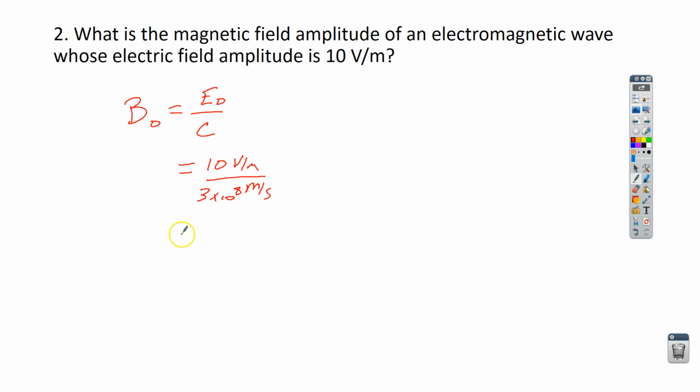And so we will end up here with an answer of 3.3 times 10 to the negative 8th volts times a second over a meter squared, which is actually a Tesla. So this is ending up being 3.3 times 10 to the negative 8th Tesla. So it's really small. That's about 1/1000th of the magnetic field of the Earth. Let's go ahead and take a look at the next one.